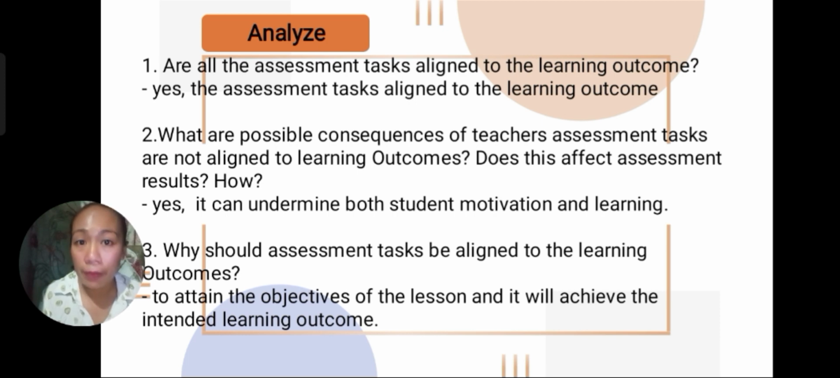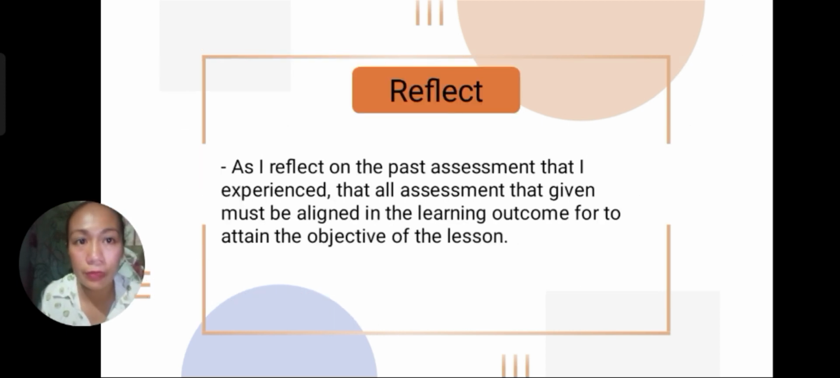Number 2, what are the possible consequences if the teacher's assessment tasks are not aligned to the learning outcome? Does this affect assessment results? Yes, it can undermine both student motivation and learning. Why should assessment tasks be aligned to the learning outcomes? To attain the objectives of the lesson and achieve the intended learning outcome. So here is my reflection. As I reflect on the past assessments that I experienced, all assessments that are given must be aligned to the learning outcome to attain the objective of the lesson.